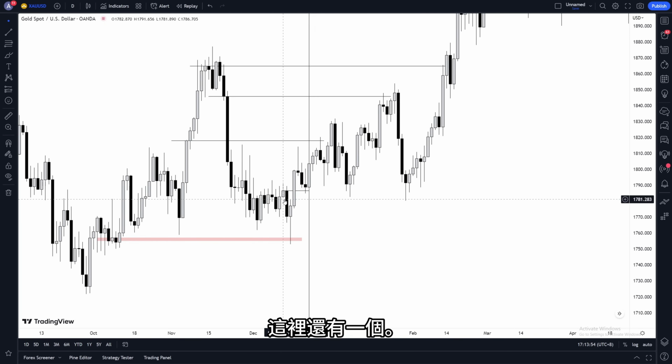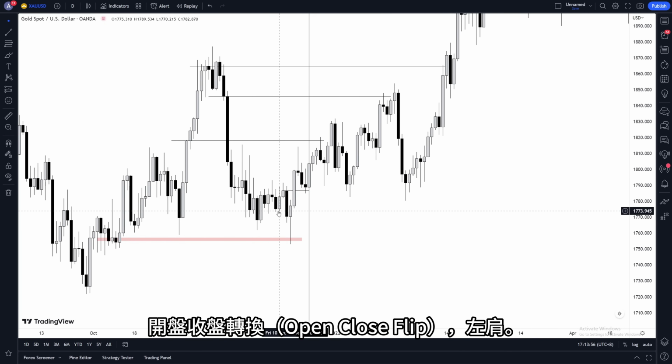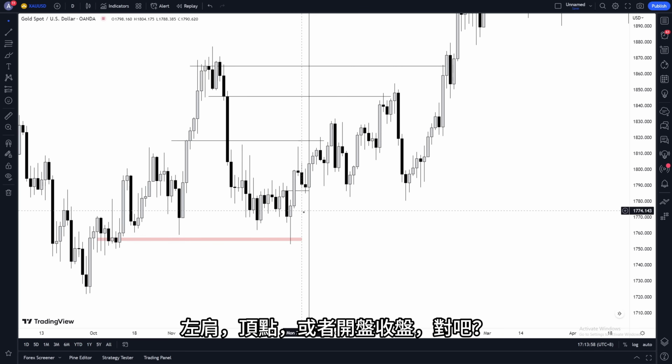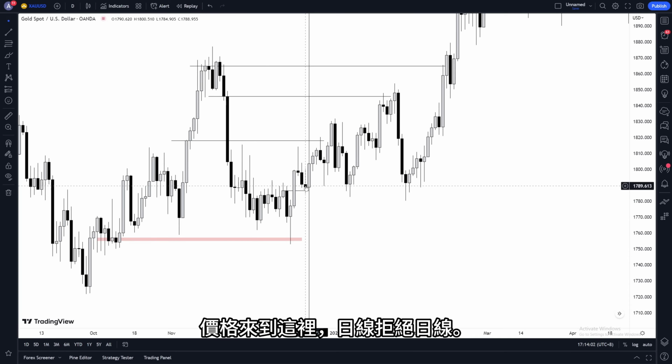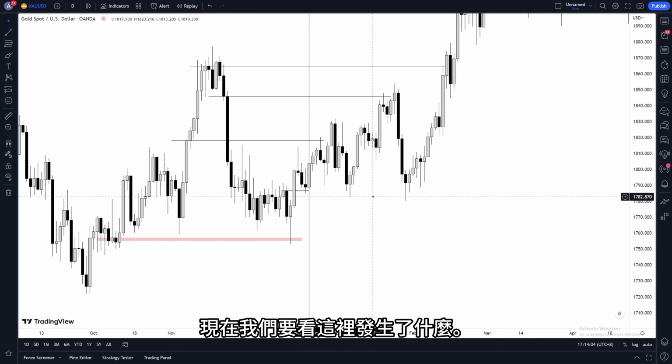But there's another one here. Open, close, flip. Left shoulder. This is not a left shoulder. Left shoulder. Apex. Or open, close, right? Price comes in here, daily reject daily. Now we're going to look at what happened in here.